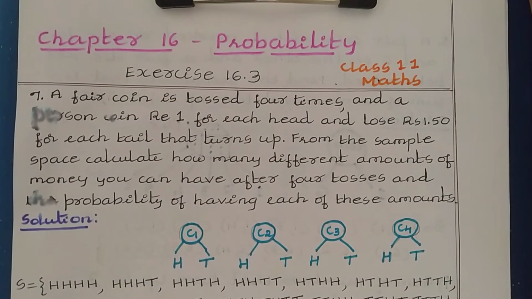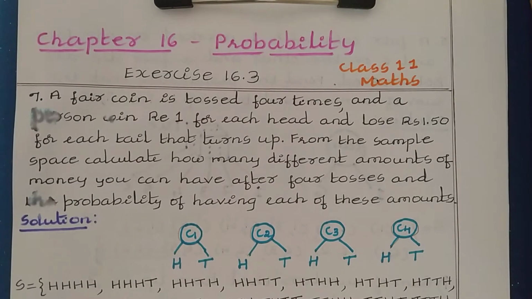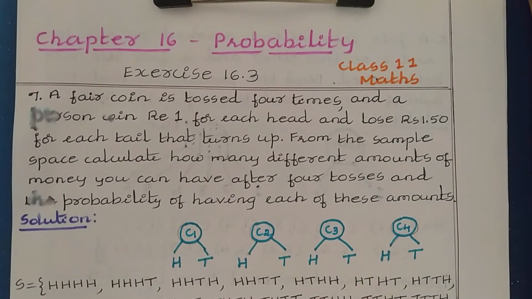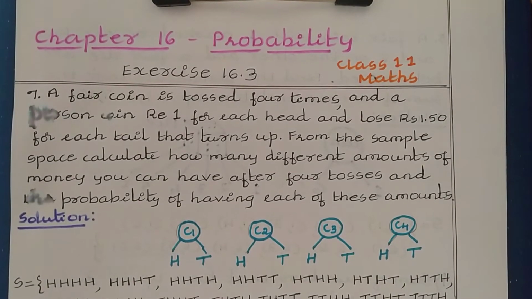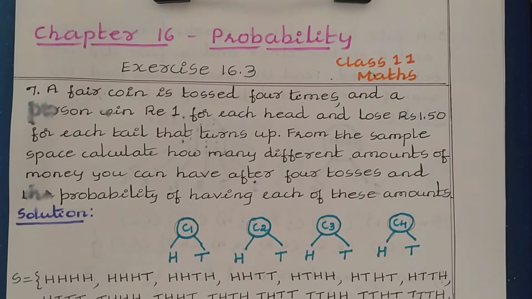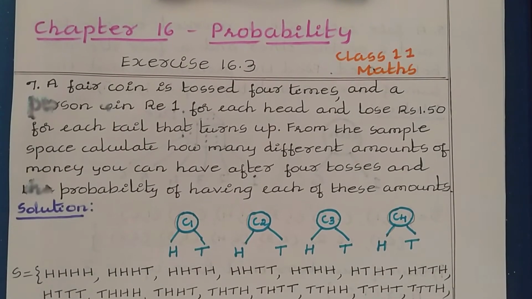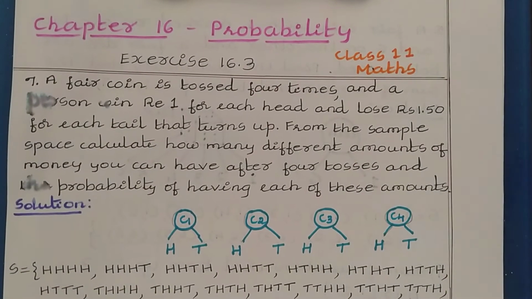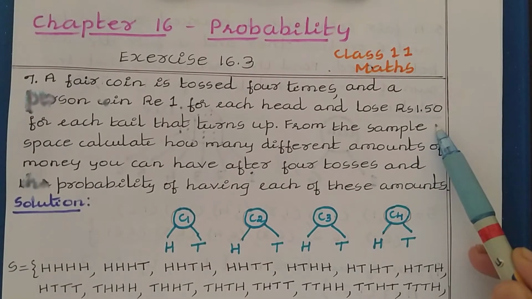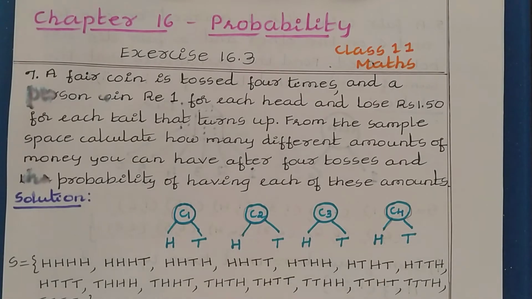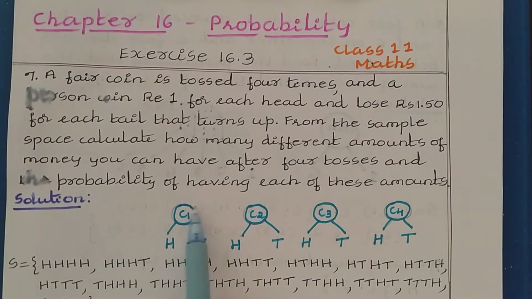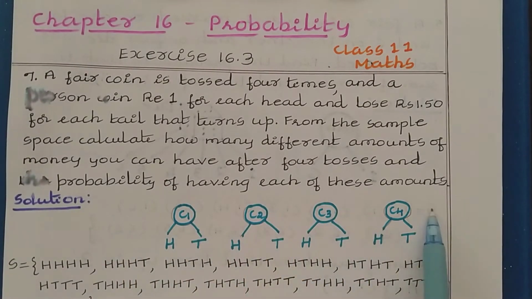In this video, we are going to learn Class 11 Mathematics, Chapter 16 Probability, Exercise 16.3, question number 7 and 8 solution. Question number 7. A fair coin is tossed 4 times and a person wins rupees 1 for each head and loses rupees 1.5 for each tail that turns up. From the sample space, calculate how many different amounts of money you can have after 4 tosses and the probability of having each of these amounts.